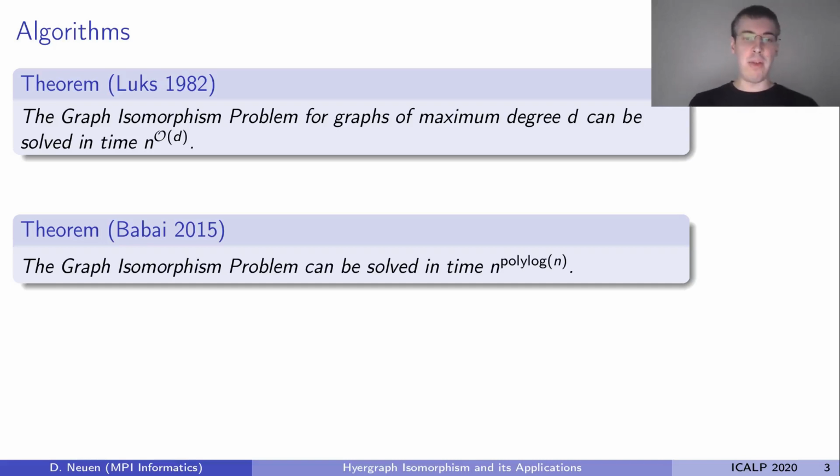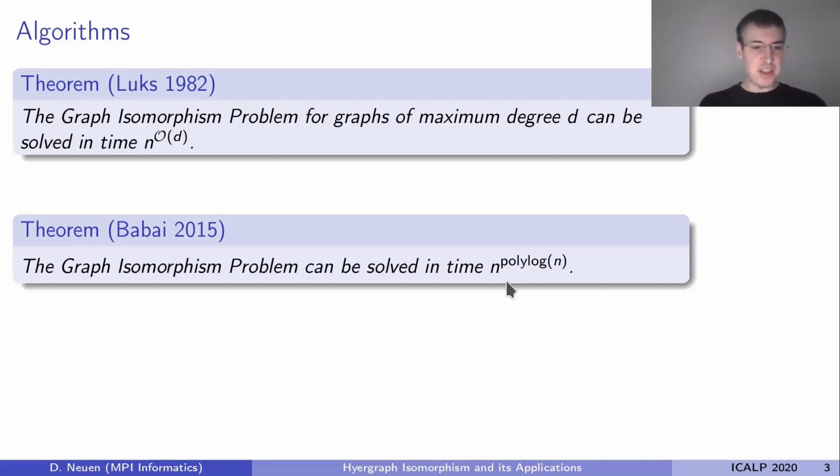And the methods of Luks in the following decades have not only been used to solve the graph isomorphism problem for graphs of maximum degree, but they have been used for a number of isomorphism tests tackling a number of different restricted classes of graphs. And even more importantly, the methods of Luks's algorithm also form the starting point for Babai's quasi-polynomial time algorithm. So the famous breakthrough obtained by László Babai in 2015 showing that the graph isomorphism problem can be solved in quasi-polynomial time, n to the polylog n.